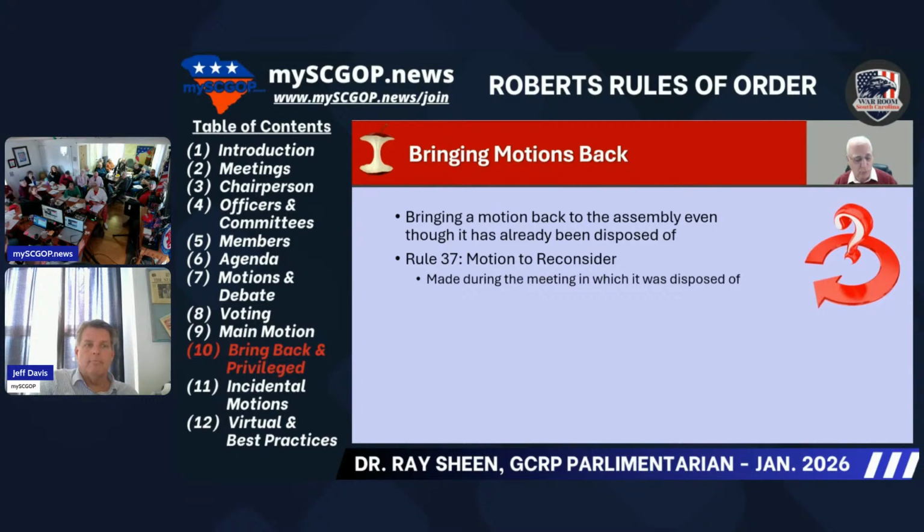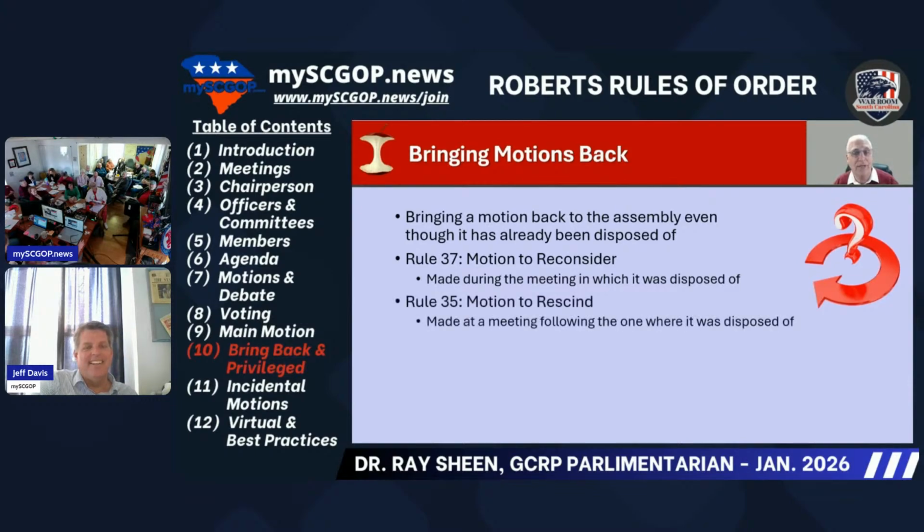The motion to reconsider must be seconded, but the second can be by any member of the body, not just someone who had voted on the winning side. The motion to reconsider is debatable if the original motion was debatable, but it's not amendable. We can't make amendments to it. It requires a majority to pass, but a special note, the motion to reconsider cannot be reconsidered. So if the motion was made and fails, it cannot be brought up again in that meeting.